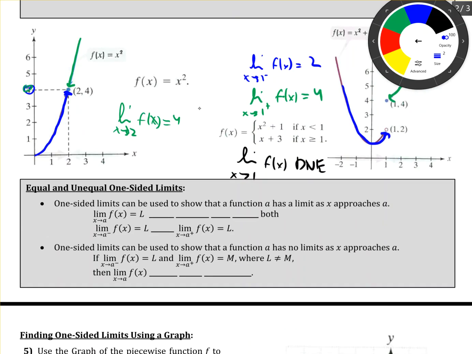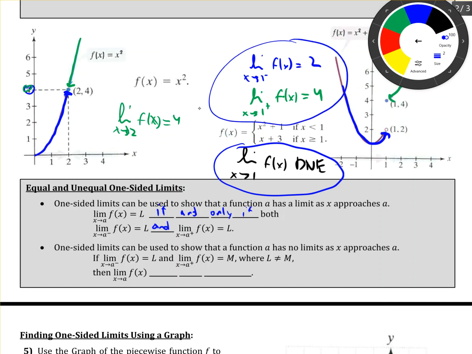So one-sided limits can be used to show that a function has a limit as x approaches a. So the limit as x approaches a of f of x equals L if and only if both the limit as x goes to a from the left equals L and the limit as x goes to a from the right equals L. So basically what that's saying is this limit only exists if these both exist and these guys match. If they don't match, it doesn't exist. If they do match, it does exist, and that's the limit.